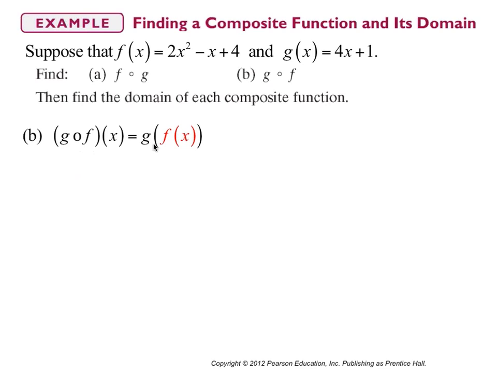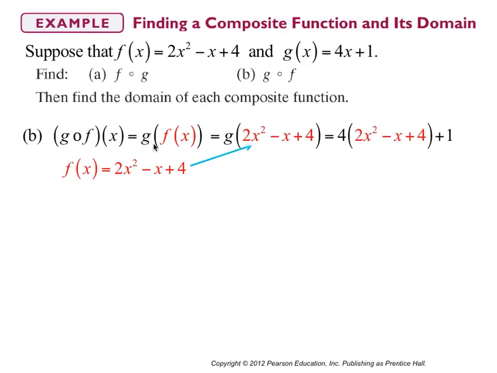All right, let's do it the other way around now. Let's say we have g composed with f. So we take f of x, which is 2x squared minus x plus 4, and we plug it in. So we have g of 2x squared minus x plus 4. So what we do is we take our 2x squared minus x plus 4, and we plug it in for x into g.